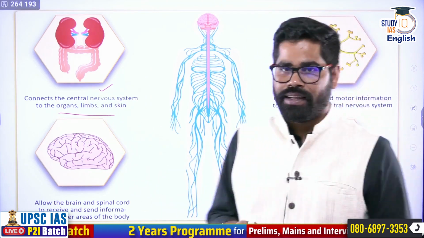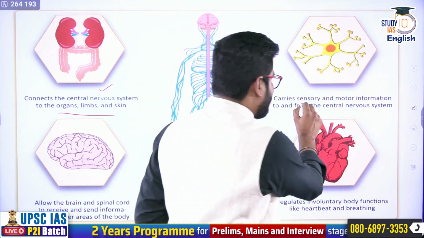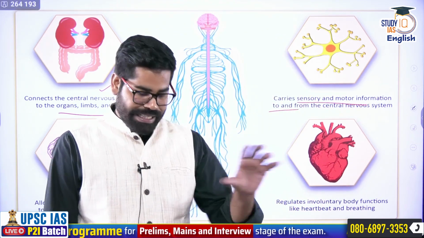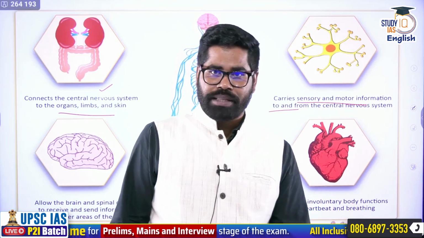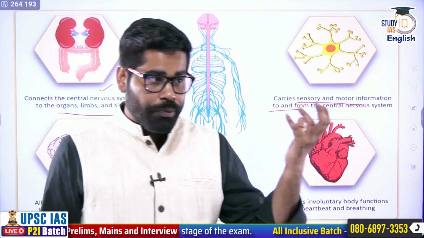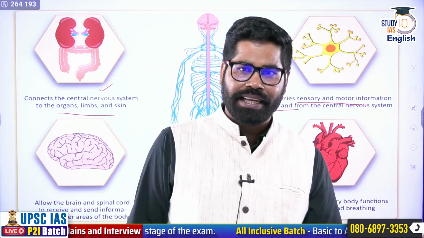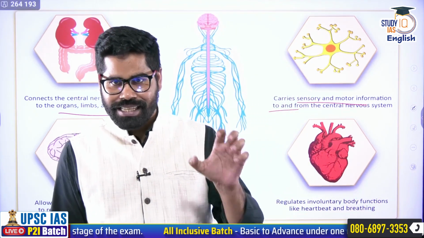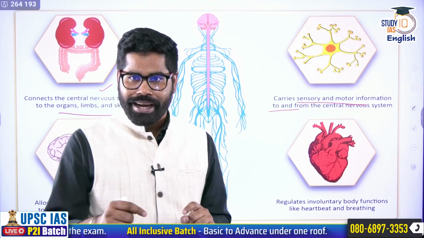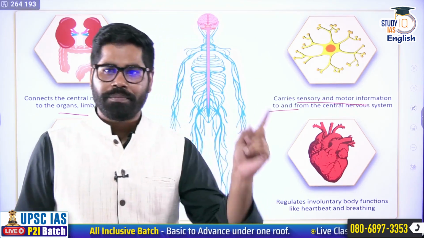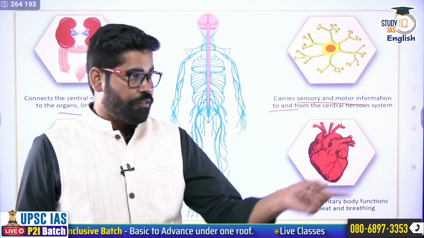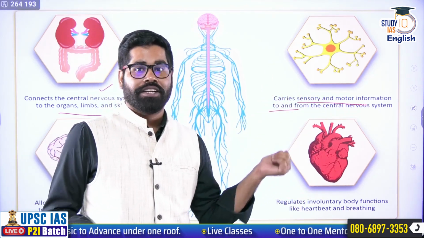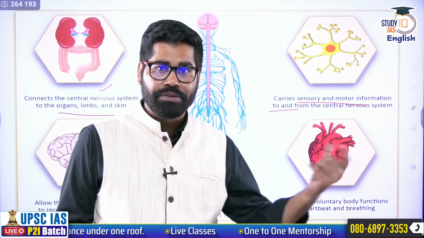Then on the other hand, you can see it is also carrying the sensory and the motor information. If we are sensing something, if we are touching something, if we are watching something, if we are smelling something, if we are tasting something, all these sensory information are being carried from the sensory organs to the brain, and from the brain to the sensory organs, with the help of this peripheral neural system.